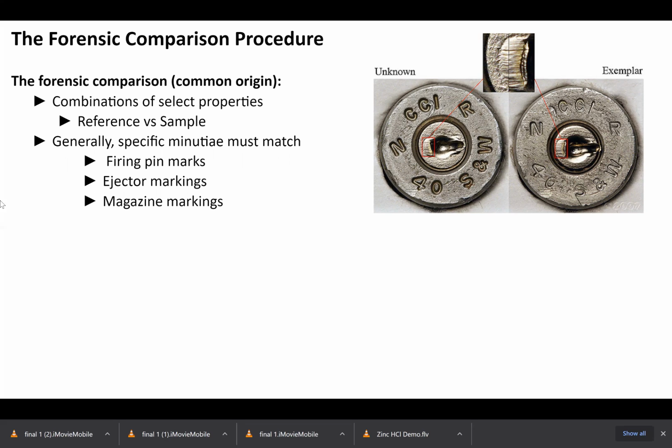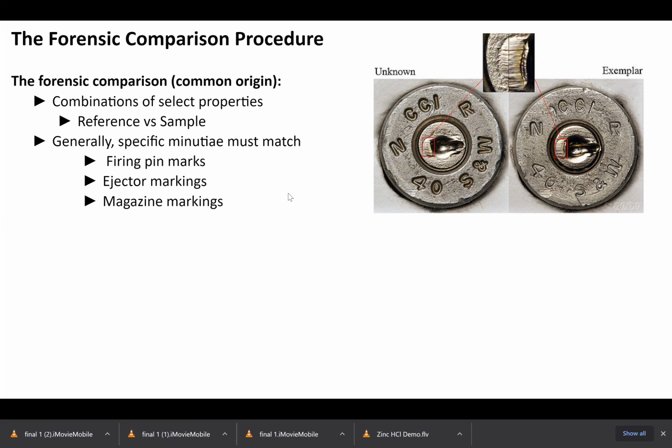What a comparison does is compare a combination of selected properties between your reference, your unknown, and your exemplar. So your reference is the exemplar, so you know what that is. And the sample is your unknown. That might be from the crime scene or whatever. And generally, you're looking for specific minutiae to match. So very specific characteristics should match.